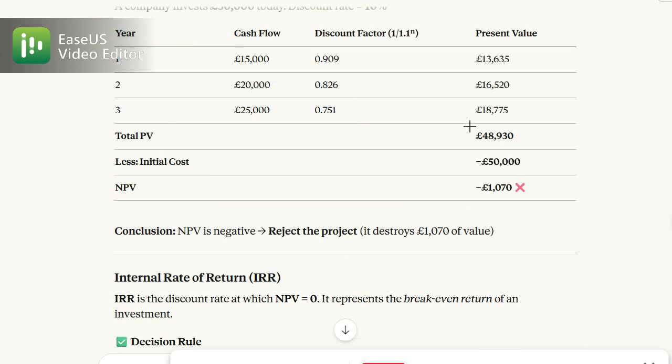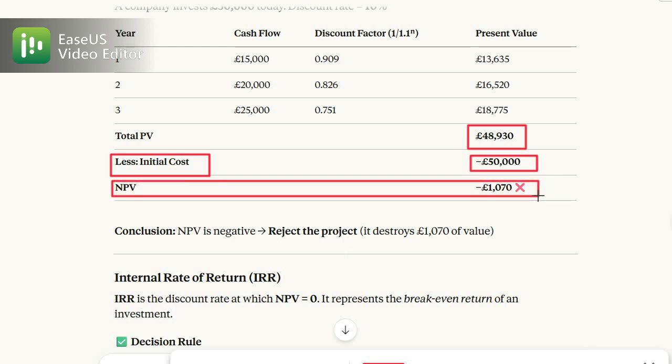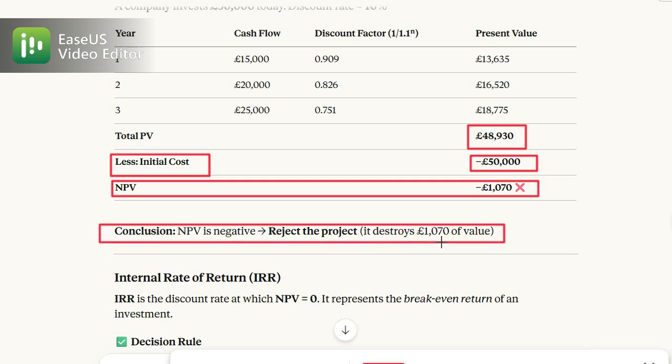If you see here, this is 48,930. Your initial cost was 50,000. After deducting the initial investment from the cash inflow, you will have the NPV, and this is negative 1,070. It means that you have to reject, because the NPV is less than 0. So the conclusion is that NPV is negative: reject the project, as it destroys value by 1,070. Clear? Now let's move on.